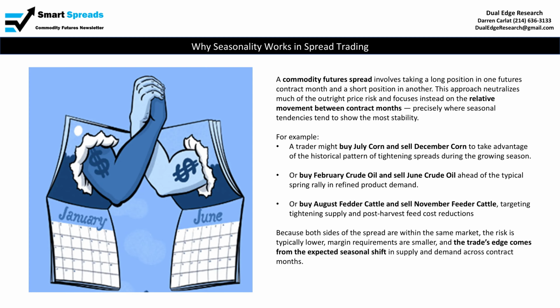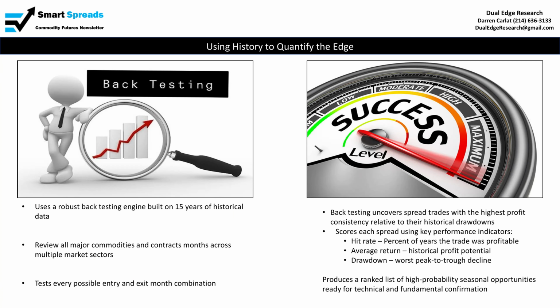The true trading edge comes from the expected seasonal shift in supply and demand between contract months, a force that repeats year after year and forms the foundation of the Smart Spreads strategy. At Smart Spreads, every trade idea begins with data, not opinion. The foundation of our approach is a robust backtesting engine built on more than 15 years of historical market data. This allows us to measure, verify, and quantify the seasonal tendencies that form the backbone of every trade.